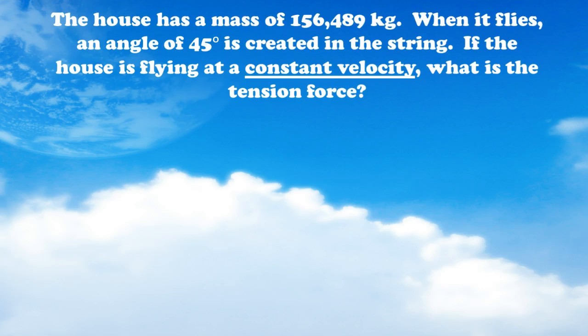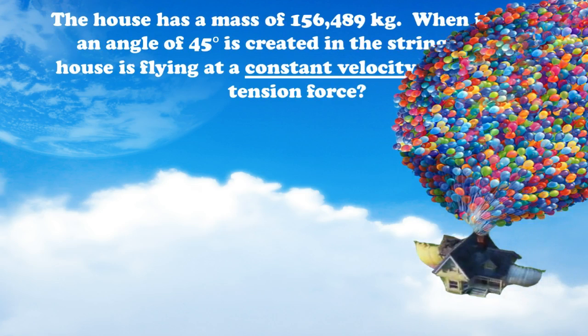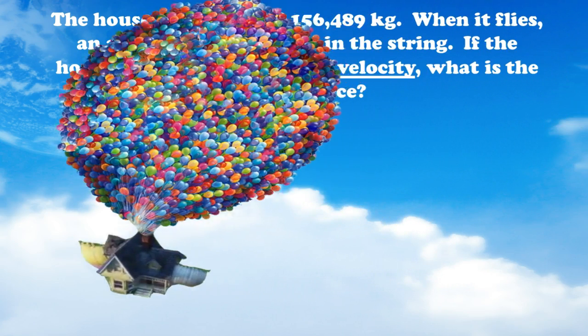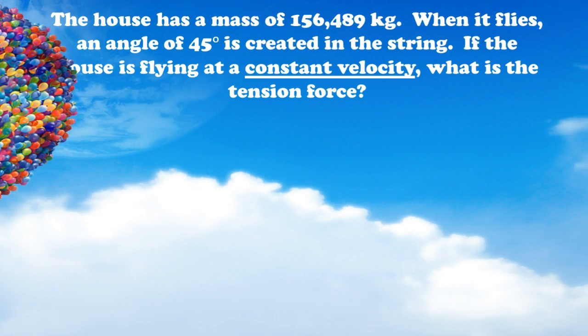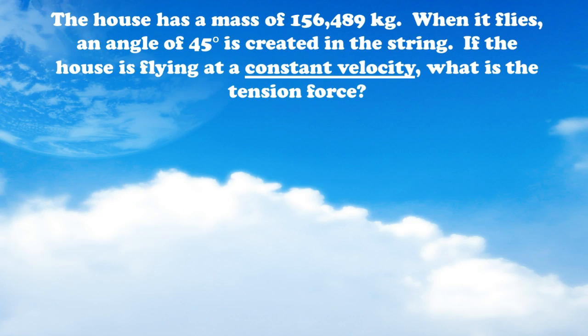As the house flies forward, the sails pull the strings, creating an angle. The house still has a mass of 156,489 kilograms. When it flies, an angle of 45 degrees is created in the string. If the house is flying at a constant velocity, what's the tension force? So because it's going at a constant velocity, we know that it's balanced forces.